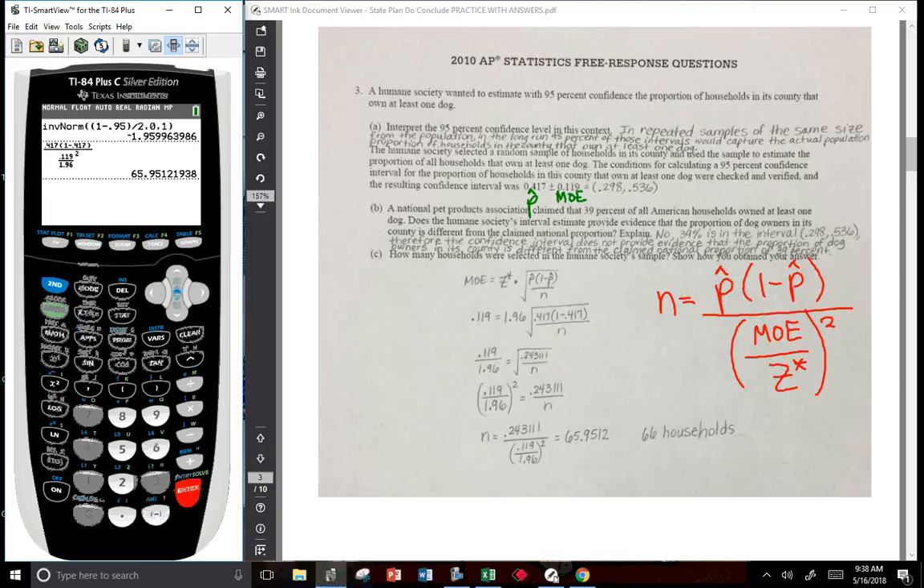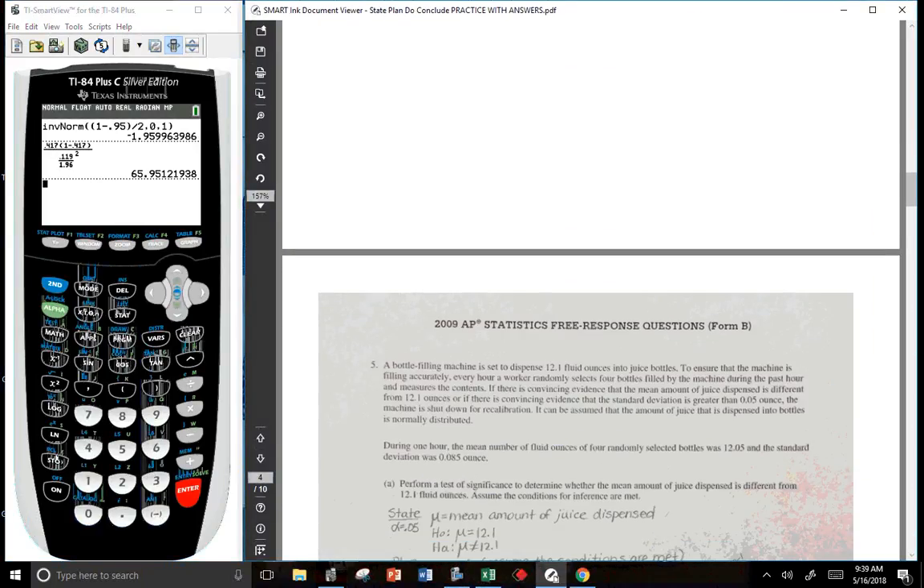During 1 hour, the mean number of fluid ounces of 4 randomly selected bottles was 12.05. Standard deviation was 0.085. We're given a bunch of information. 12.1 is our mu. 0.05 is our sigma. 12.05 is our x bar. 0.085 is our sample standard deviation, so either S or SX. Are y'all okay with all that? We're given a ton of stuff.